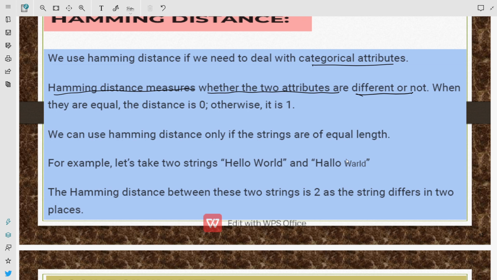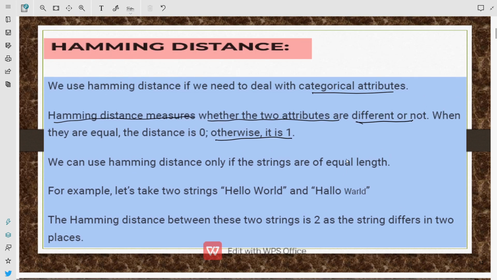When they are equal, the distance is 0. So if the given two strings are equal, then the distance is 0, otherwise it is 1. So the output of this Hamming distance is 0 or 1. We can use Hamming distance only if the strings are of equal length. You have to make a note that we can only perform Hamming distance whenever the strings have equal length.